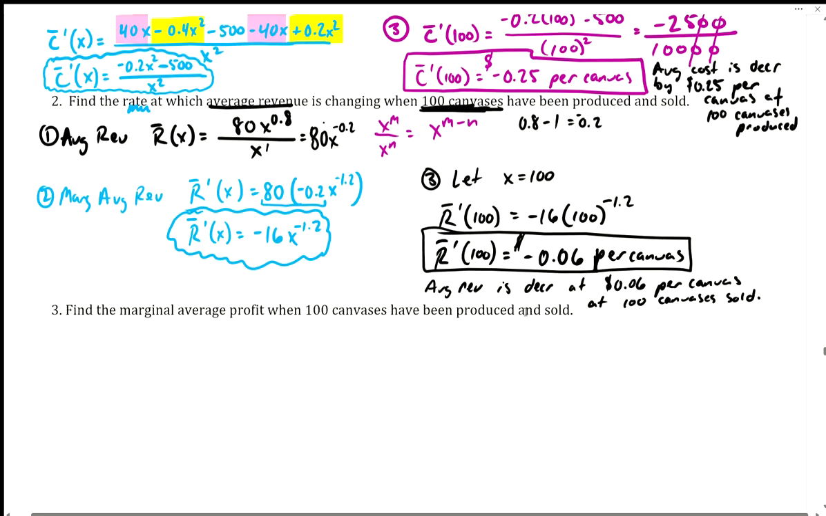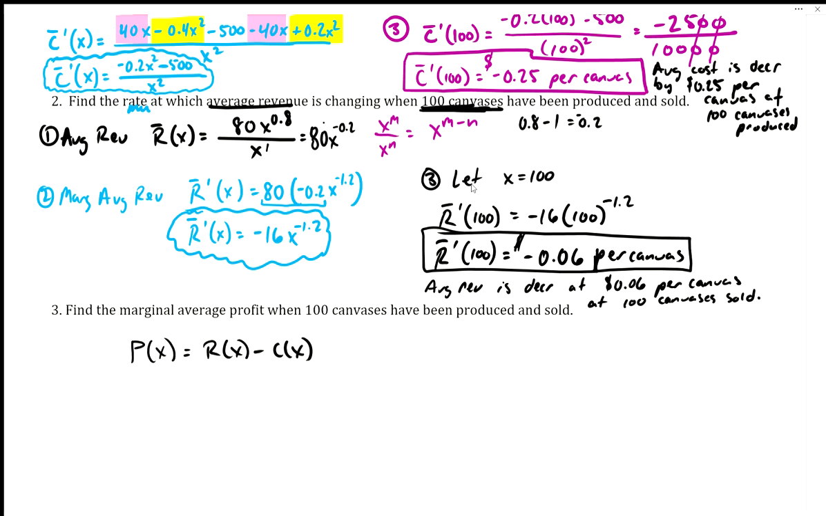Okay, now let's find the marginal average profit. So while profit, remember that profit itself is revenue minus cost. And then, well, if I do divide all of these by x, that will still mean that the average profit would be equal to the average revenue minus the average cost. And then I want to find marginal. Marginal, remember, is derivative. So just a different phrasing of what they said there.